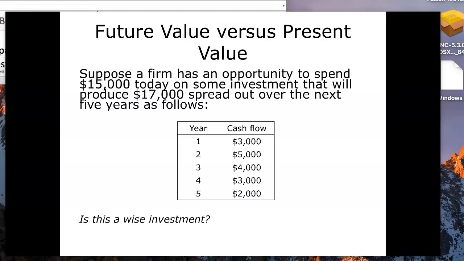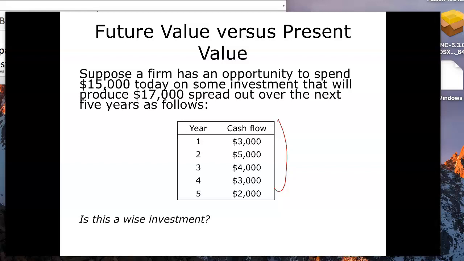Suppose a firm has an opportunity to spend $15,000 today on some investment that will produce $17,000 spread out over the next 5 years as follows. Is this a wise decision? Hard to know, right? Because these cash flows are occurring at different points in time.